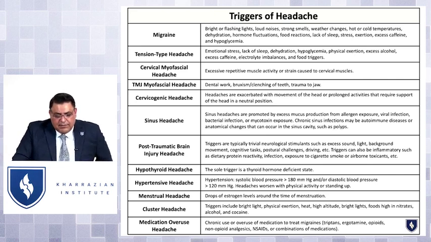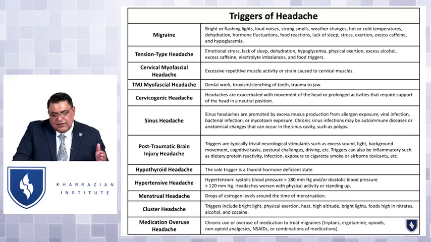Now, tension type headaches are going to be caused by stress, lack of sleep, dehydration, blood sugar levels dropping, physical exertion, too much alcohol, too much caffeine, and electrolyte imbalances. And even those people that have food triggers, like gluten and dairy being really common inflammatory foods for people, those types of inflammatory triggers tend to promote these tension type headaches. We'll go over the pathophysiology more.